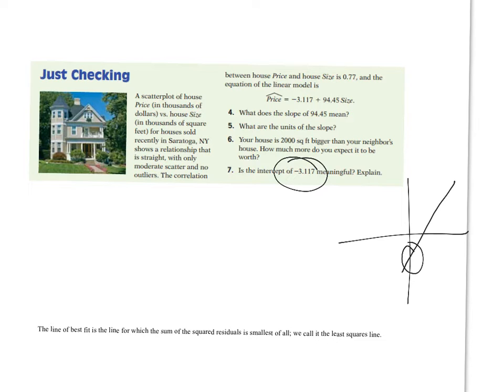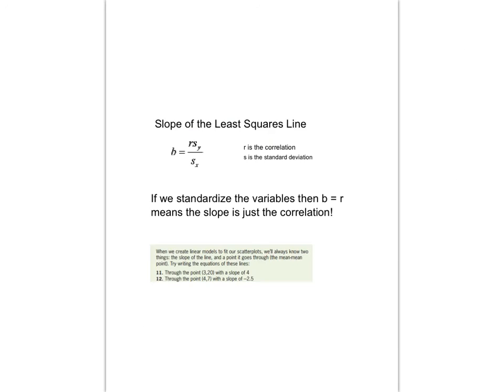The line of best fit is the line for which the sum of the squared residuals is smallest of all. We can call it the least squares line. We already talked about that in our reading guide. So move on to the next question.